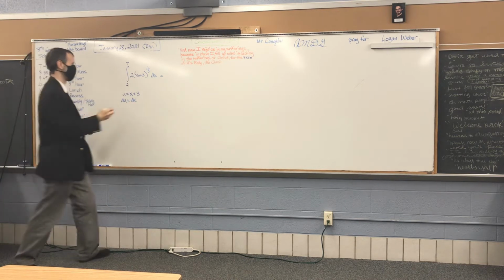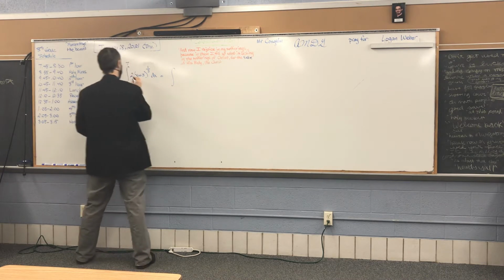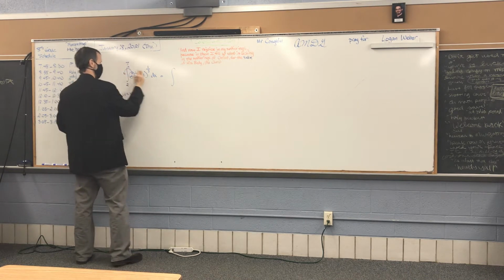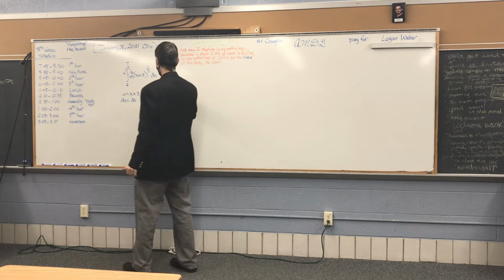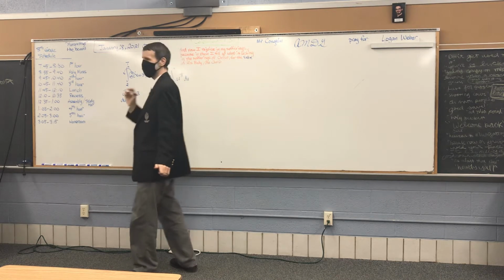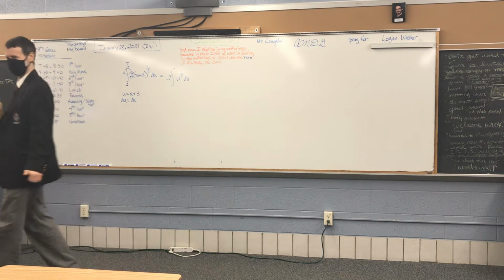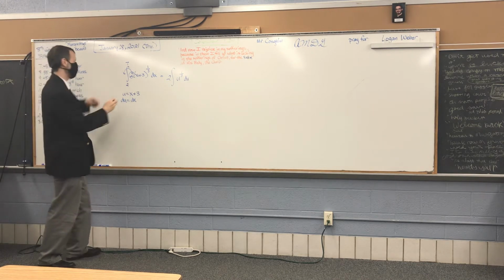Can somebody rewrite this thing for me? Feel free to pull the 2 in front. You do the 1/3, and then u to the 1/3 du. There's something else we have to change. Let me see what it is. We got the 7 in there too. The boundaries. Oh man, these are x values.